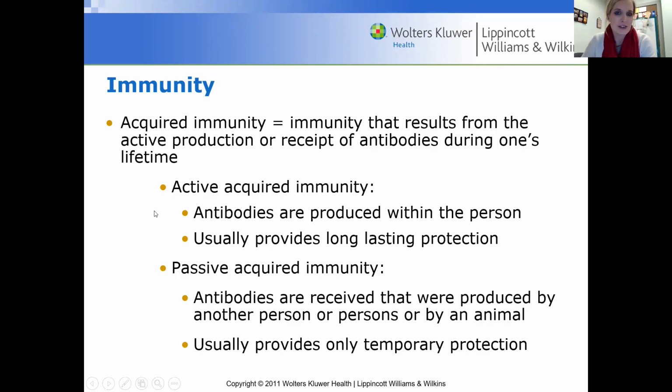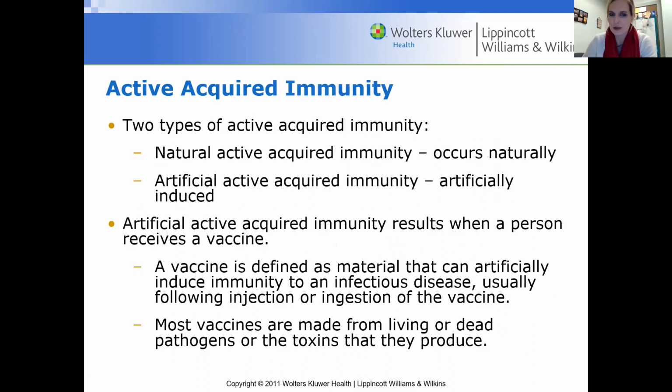And we're going to break this down even further. Hopefully you guys remember this from anatomy. There are actually two types of active immunity and two types of passive. And that's where we're going to see the terms natural and artificial come in. So when we use active acquired immunity, remember that means we ourselves are creating our own antibodies.